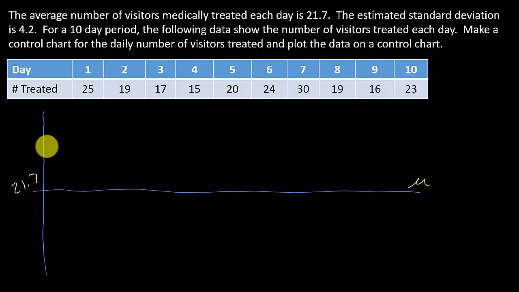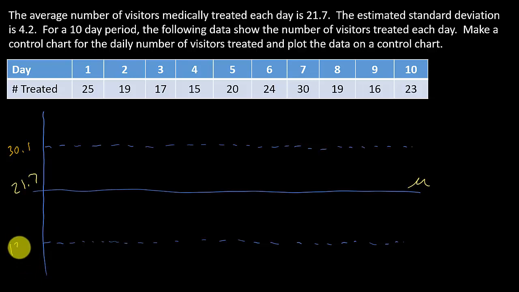All right, so I'll draw it about right in here. Okay. And then I'll draw another one down here, right about here. Okay. So this is 30.1, and this down here is 13.3. This is mu plus 2 sigma, and this is mu minus 2 sigma.